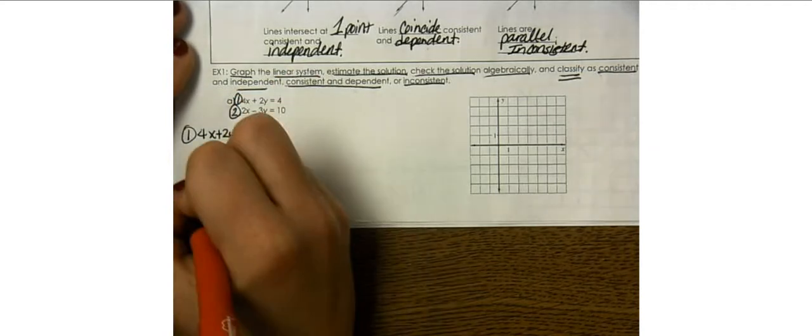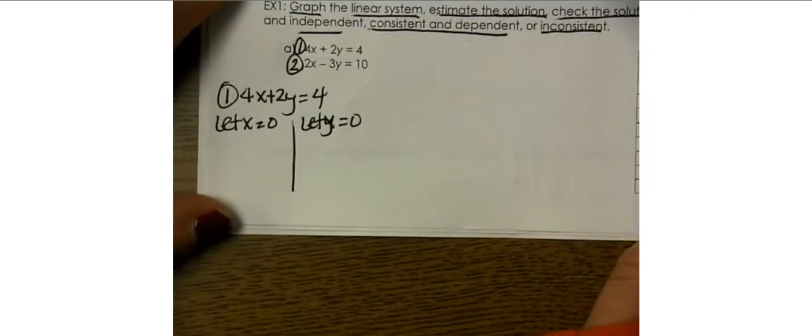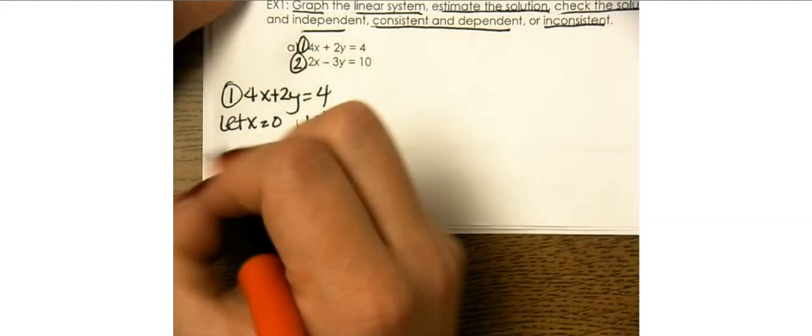Working with the intercepts means that you're going to let x equal 0 for the first piece, and then let y equal 0 for the second piece. So letting x equal 0, my first term goes away. This means 4 times 0 plus 2y equals 4, making this 2y is equal to 4. Dividing both sides by 2, we end up with y is equal to 2. So I have the ordered pair (0, 2). So I'm going to plot (0, 2).